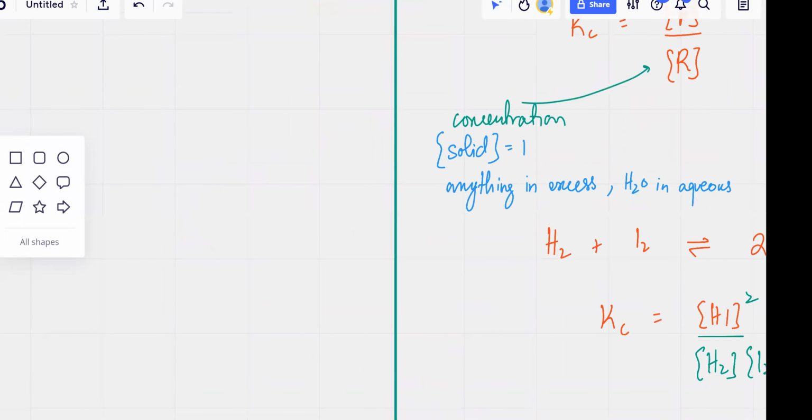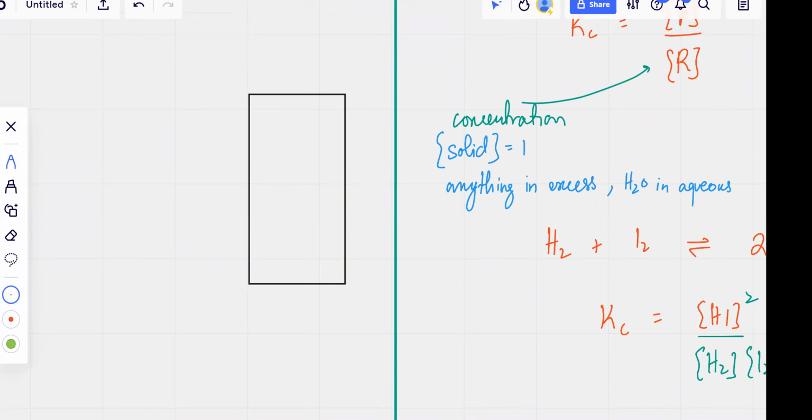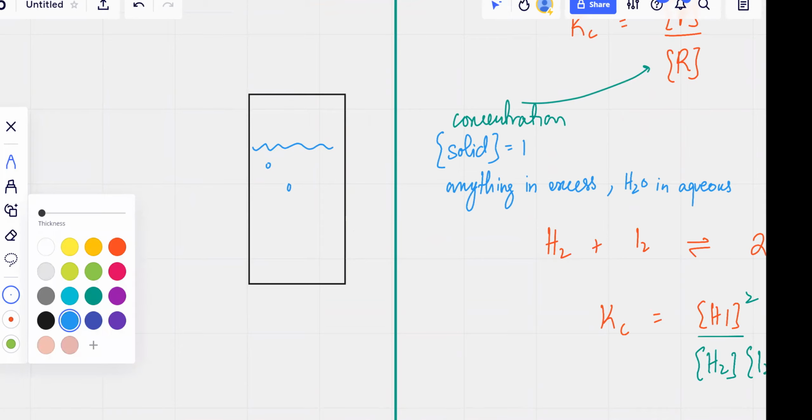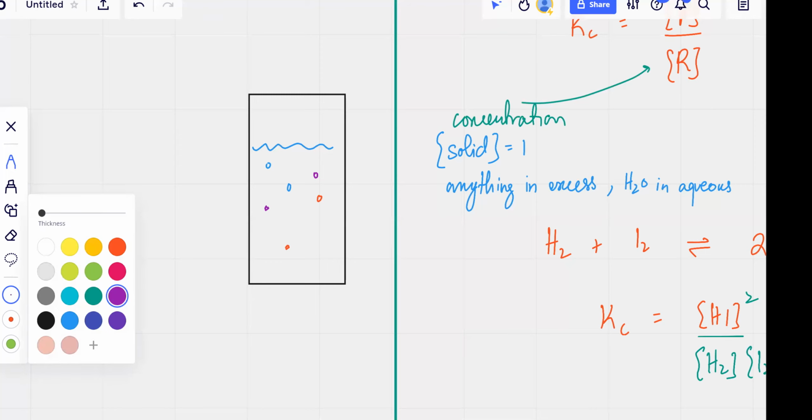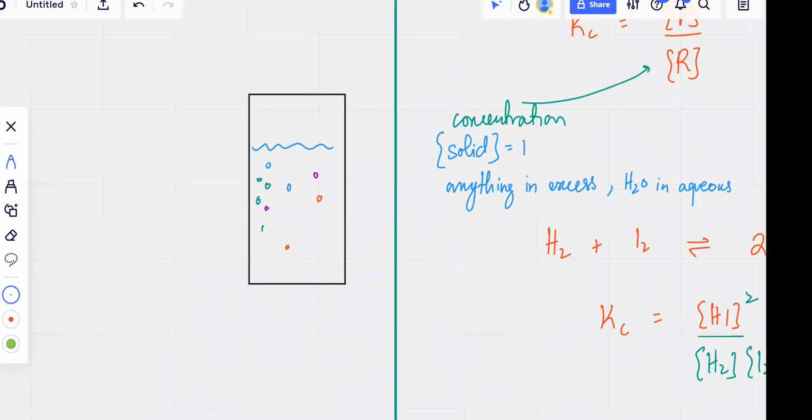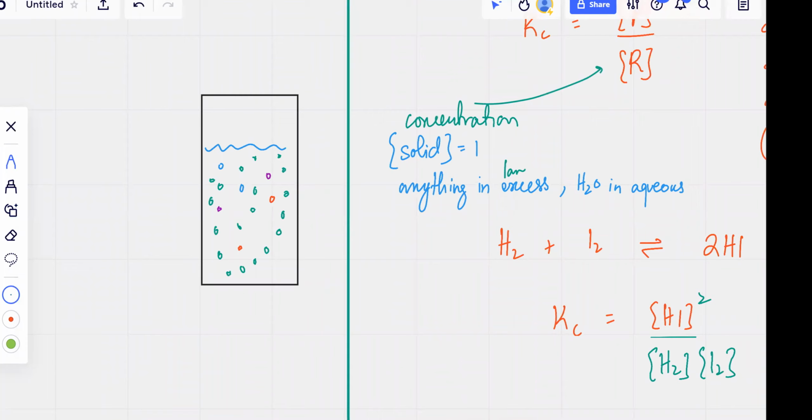If you have a container and there's a reaction going on, like water reacting with an ester, there's a bunch of alcohol molecules and a bunch of carboxylic acid molecules, and they're at equilibrium, reacting together to form ester and water molecules. Now if everything is aqueous, the whole container would be full of water, right? So water would be in large excess. Anything that's in large excess, the concentration of water would be a constant.